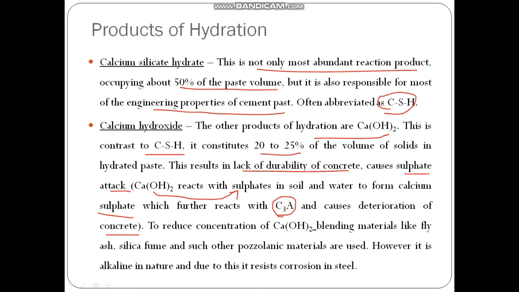To reduce the concentration of Ca(OH)2, blending materials like fly ash, silica fume, and other pozzolanic materials are used. However, it is alkaline in nature, and due to this it acts as a resistance for the corrosion in the steel.